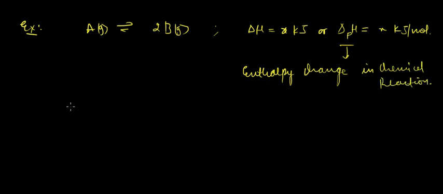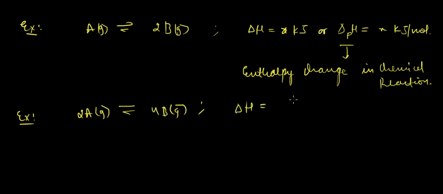Okay, let's say one more example. We have 2 moles of Ag getting converted into 4 moles of Bg. So delta H in this case would be 2x kilojoule, or we can also write it as change in enthalpy would be 2x kilojoule per mole.